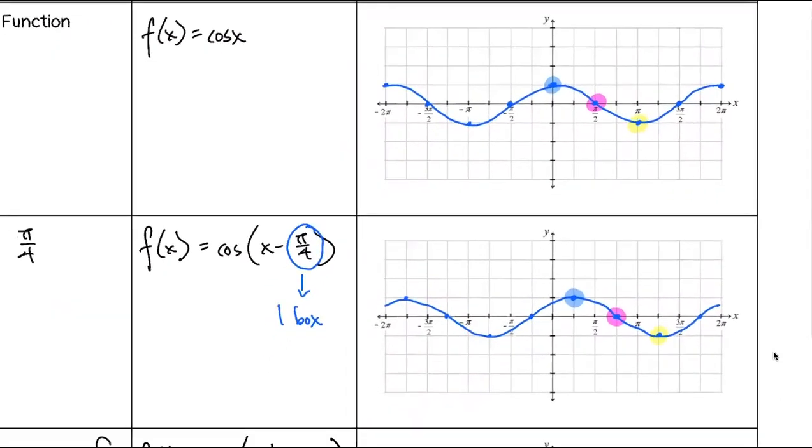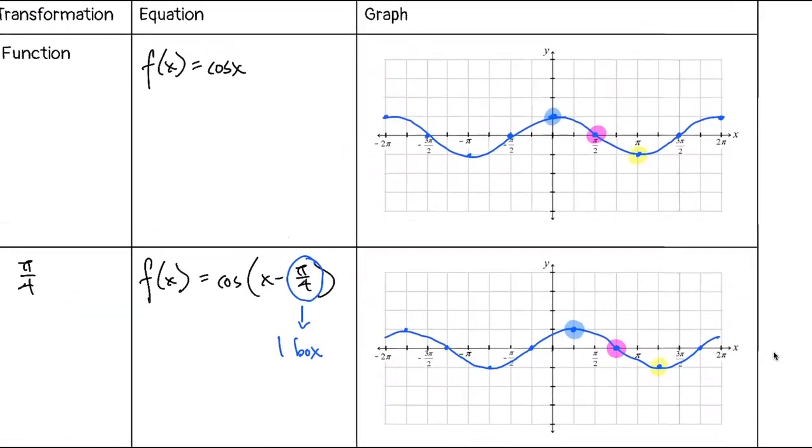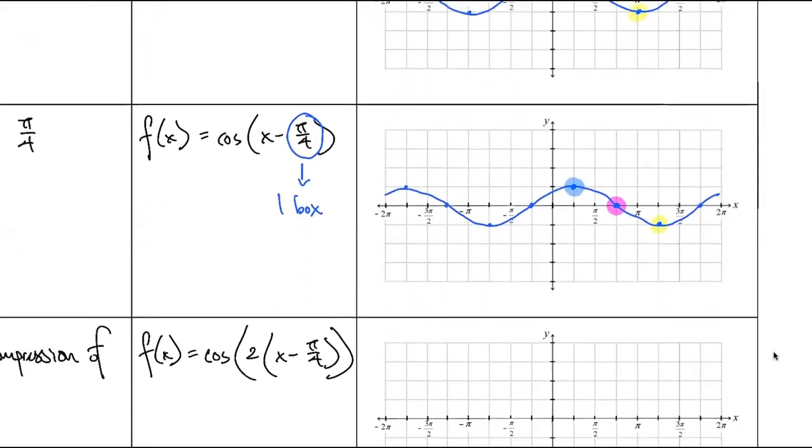So let me just pause here for a moment. I know that fractions, fractions with pi can make people kind of nervous. So are there any questions about how we figured out we're moving 1 box? Okay. All right, let's move on.